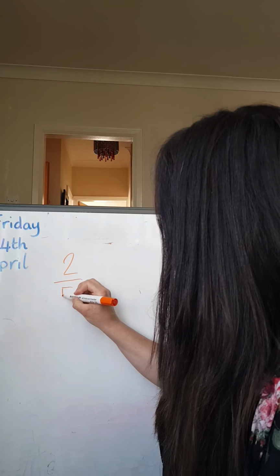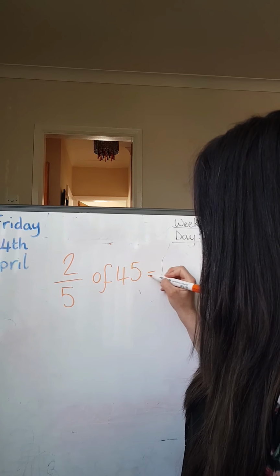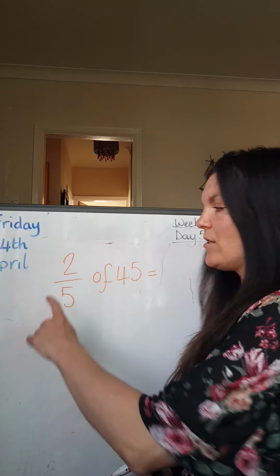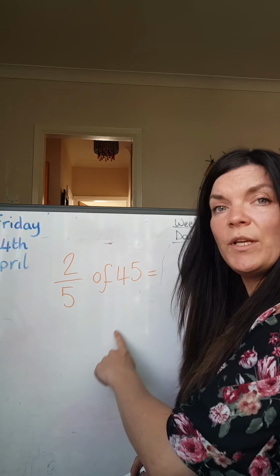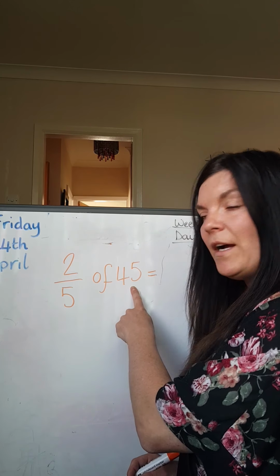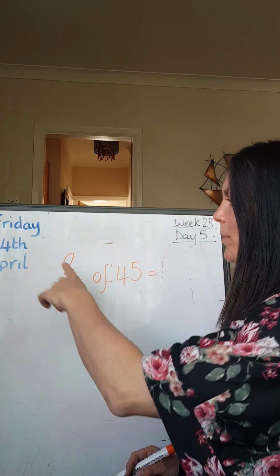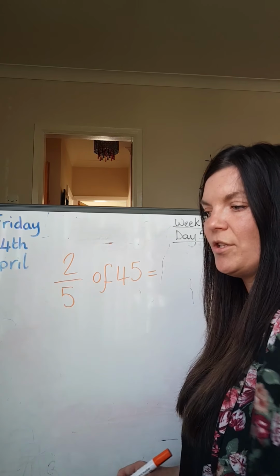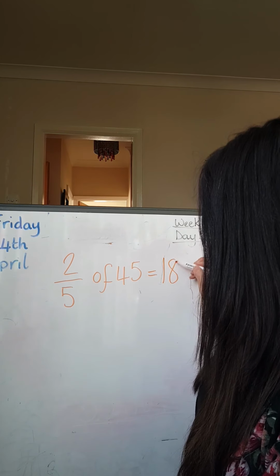2/5 of 45 equals. All right. So the song tells us multiply by the top, divide by the bottom. I'm going to do the opposite like we do in Top Marks Bingo. So I'm going to do how many fives can I fit into 45, which is 9, and then take the answer and multiply it by the number at the top of the fraction. So 9 times 2 equals 18, and 18 is your answer.